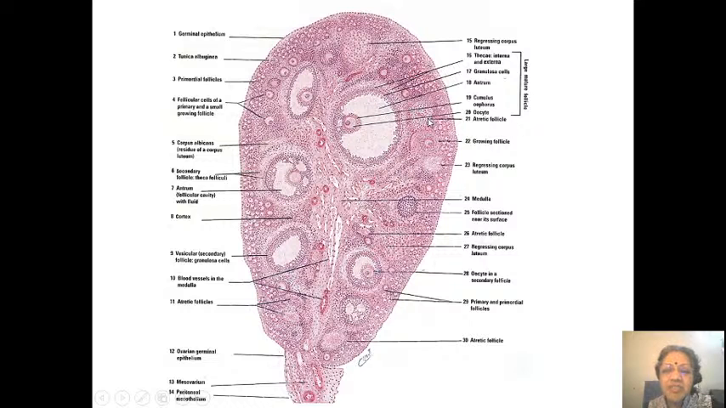Then there may be some which did not develop to full size, which are called atretic follicles, and some which have already released, which will be forming a corpus luteum. You can find a corpus luteum anywhere.